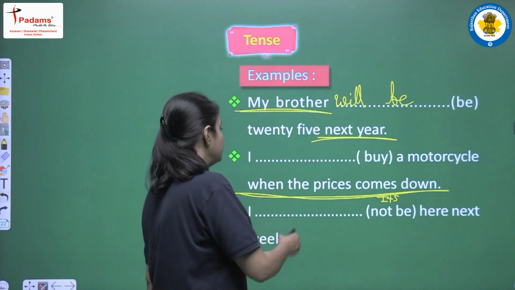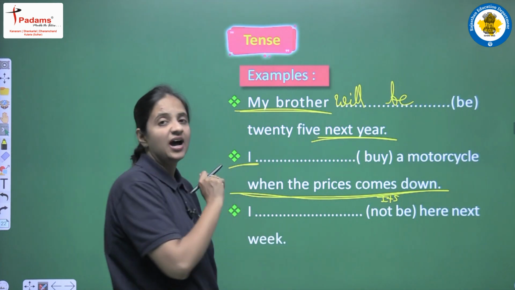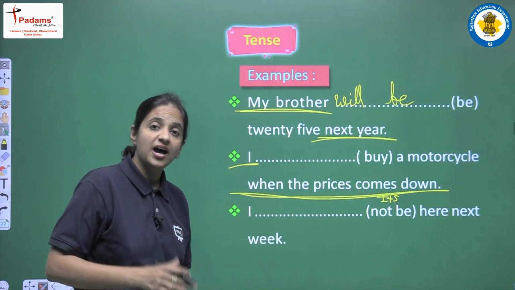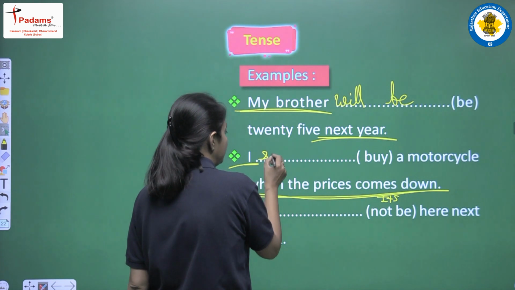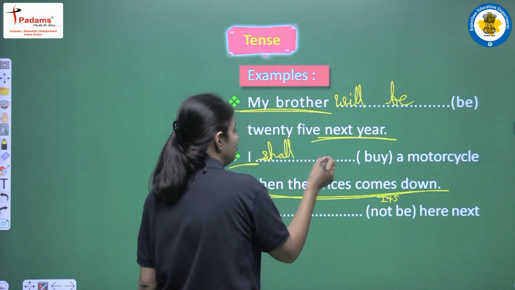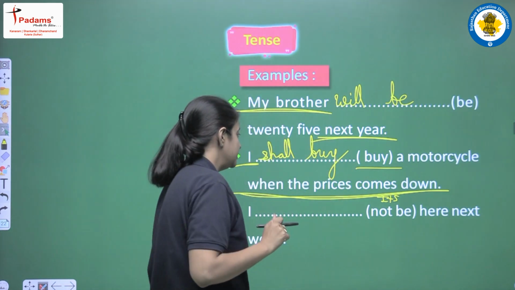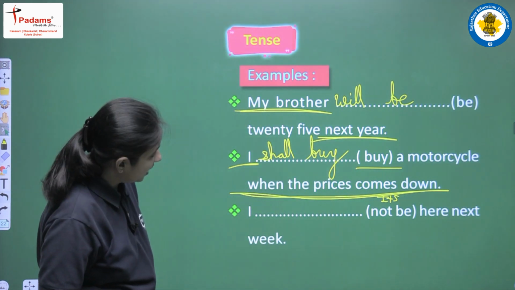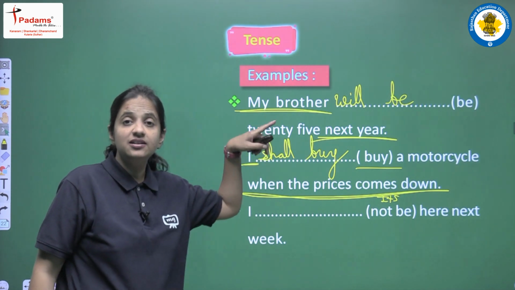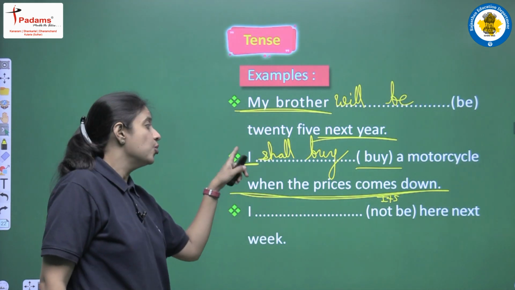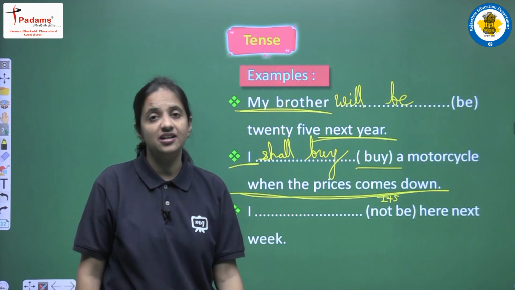Okay, so here we will write when we are having I as a subject. So for I we will use shall, and we will write first form of the main verb, that is buy. So the sentence will be, I shall buy a motorcycle. So this is the result, and the condition is when the prices comes down.